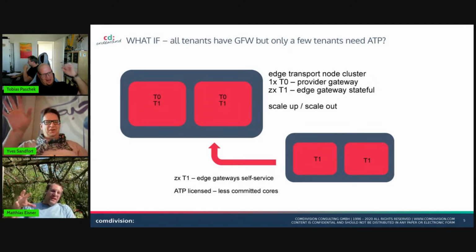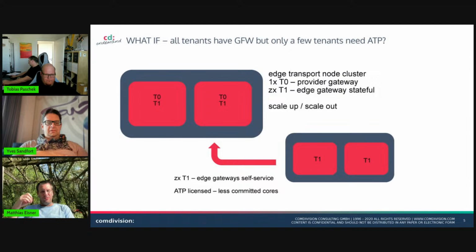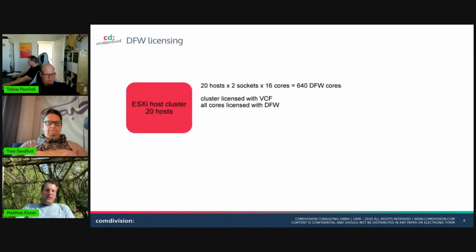Okay, so this is not what we are talking about. These are a few aspects around gateways and gateway placement from a license perspective. Another very big deal is DFW, because that adds a completely different price tag to the whole story. So this is a basic example.